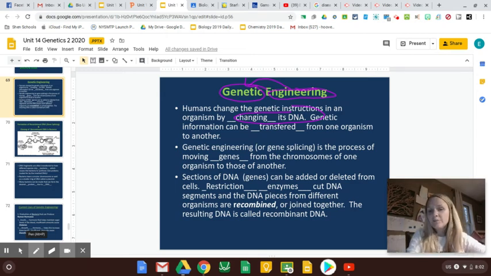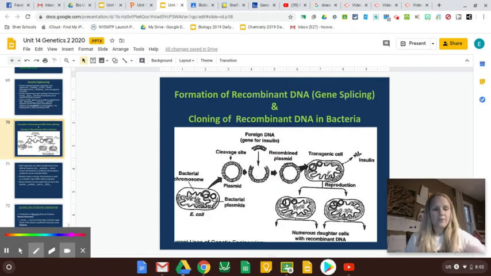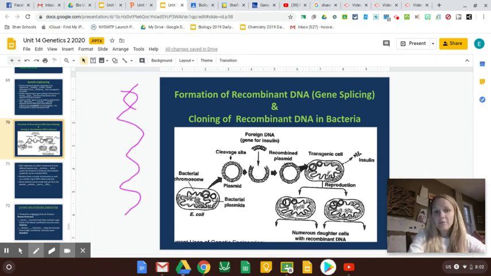So if you change something's DNA, or maybe you transfer it from one organism to another, cutting genes out of, so let me show you by example what I mean. All right, so let's say, for example, I need some insulin. I've got some patients with diabetes and I need some insulin and I can't get enough from pigs because that's how we used to get insulin.